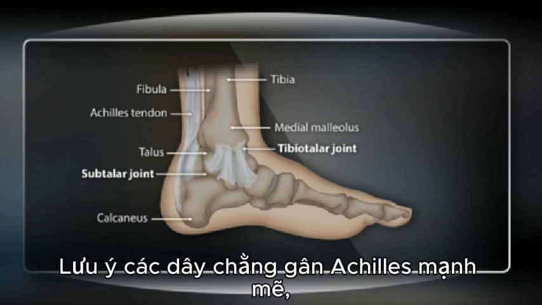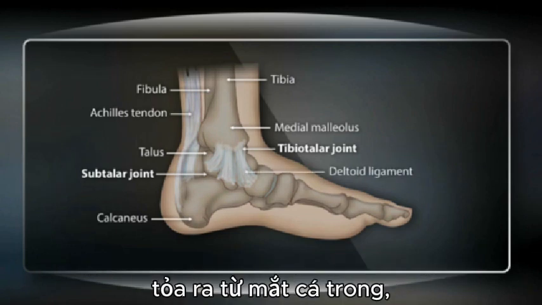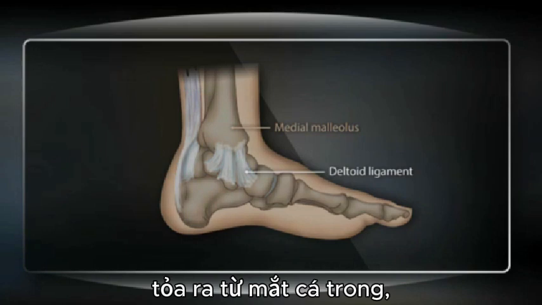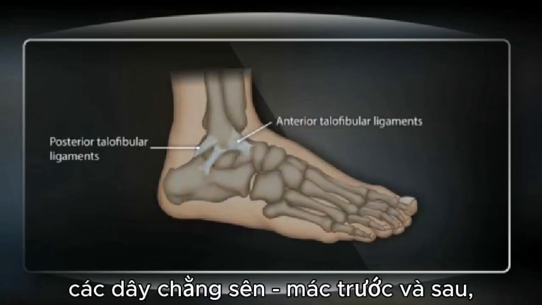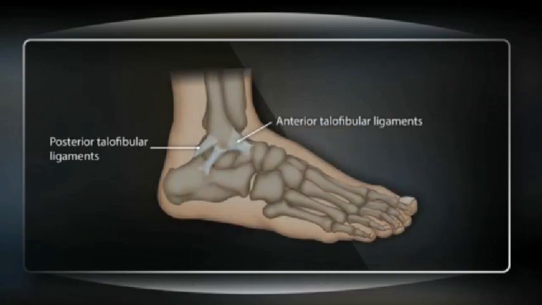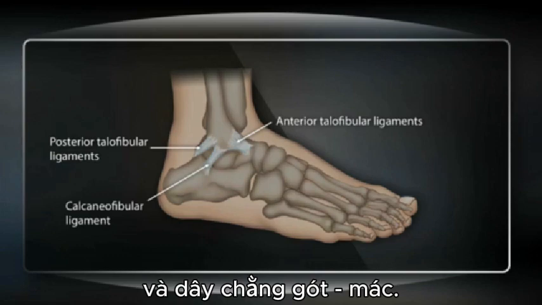Note the strong Achilles tendon. Ligaments include the deltoid ligament fanning out from the medial malleolus, the anterior and posterior talofibular ligaments, and the calcaneofibular ligament.